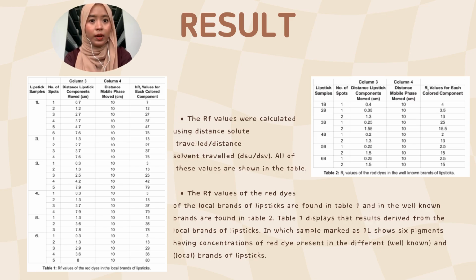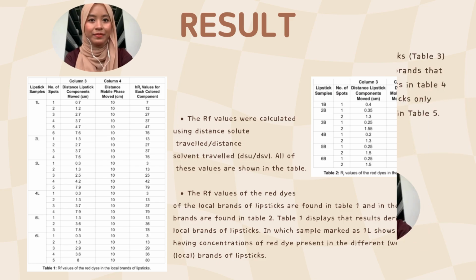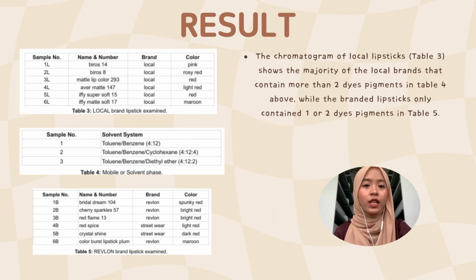The concentration of red pigments varies among these well-known and local brands within just a small constant sample of red lipsticks. The chromatogram of local lipsticks on table 3 shows the majority of the local brands contain more than 2 dye pigments in table 4 above, while the branded lipsticks only contain 1 or 2 dye pigments in table 5. There were no significant differences in the RF values, and the local and branded lipsticks had a big enough range to be able to use as a unique feature.